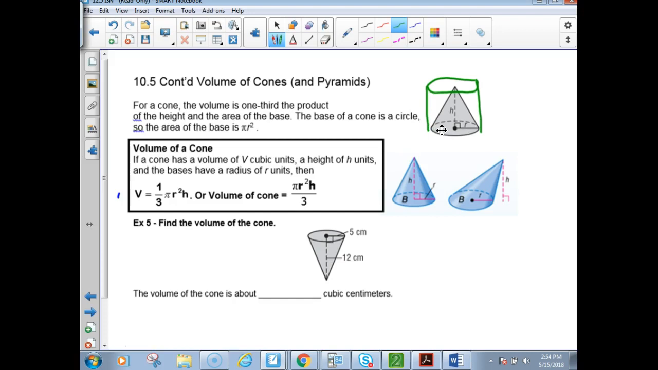Remember, the cylinder was area of the base times the height? Well, the cone is 1/3 of that. Don't need to draw that. Just reminding you where it came from.